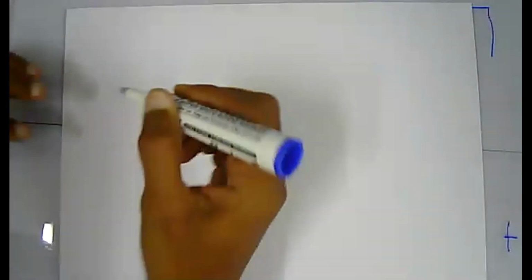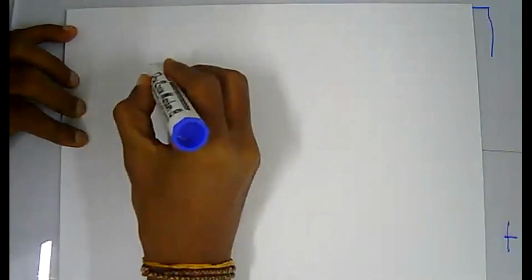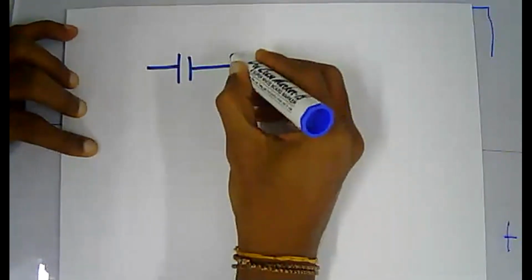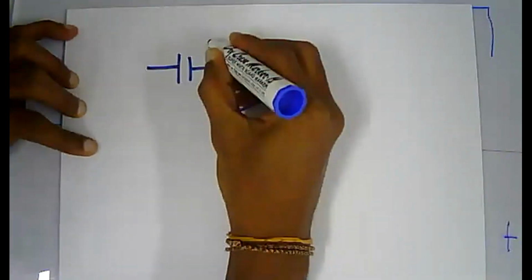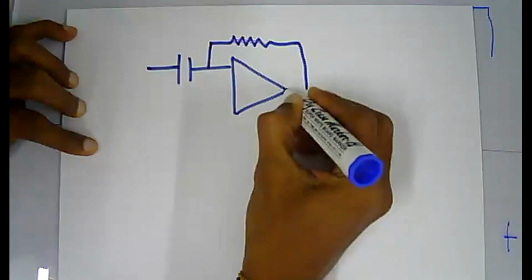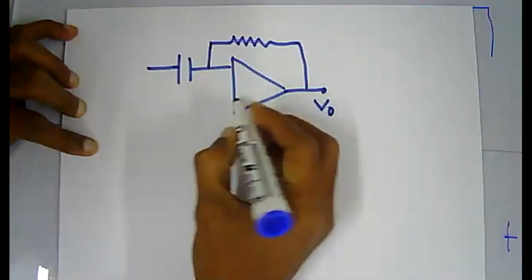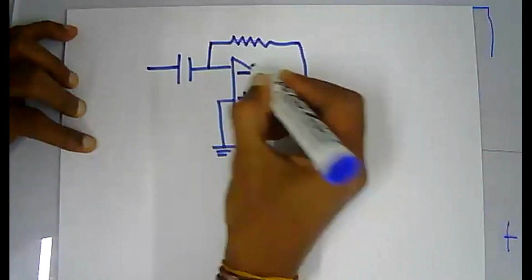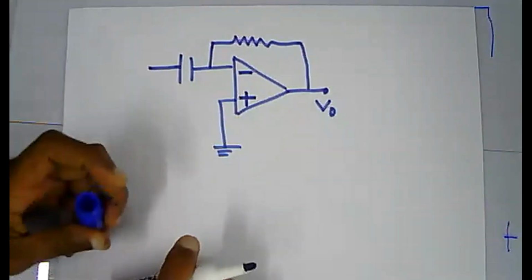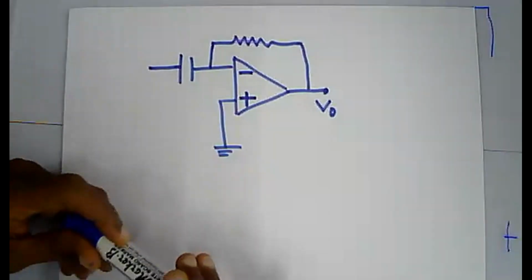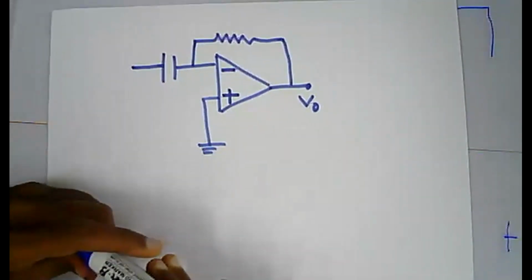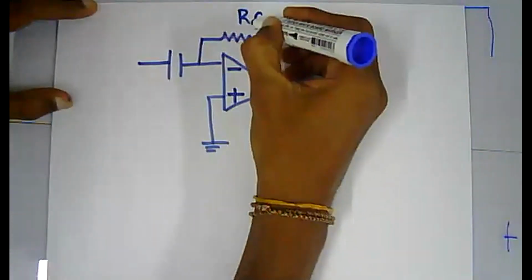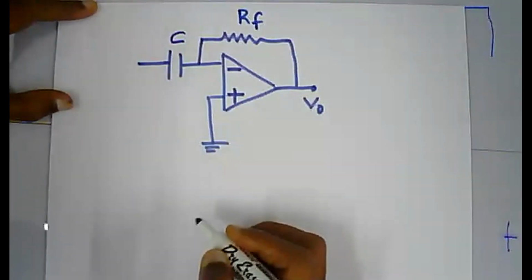Now, let me draw the circuit. So here we have a capacitor and the amplifier and a feedback resistor. This is your V out and this is grounded. Always, the inverting and non-inverting signs are important. If they are not mentioned, the circuit is completely wrong. So this will be Rf and this is C.